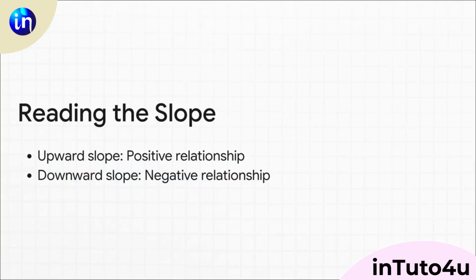And the beautiful thing about this line is how simple it is to read. Seriously, the direction tells you pretty much everything. If it slopes up, that's a positive relationship. Like the more hours you study, the higher your score tends to be. And if it slopes down, that's a negative relationship. Think, the more you practice a skill, the fewer mistakes you're likely to make.